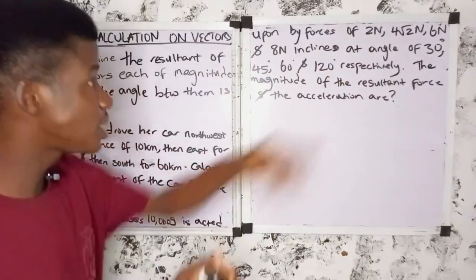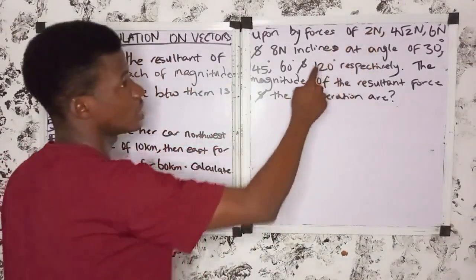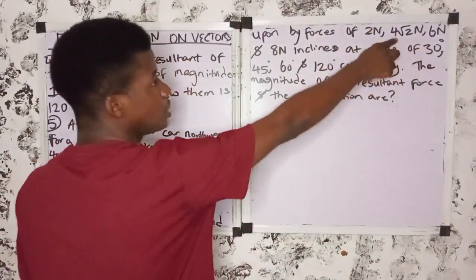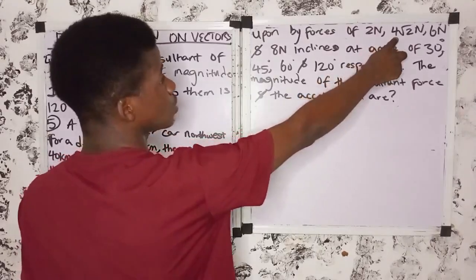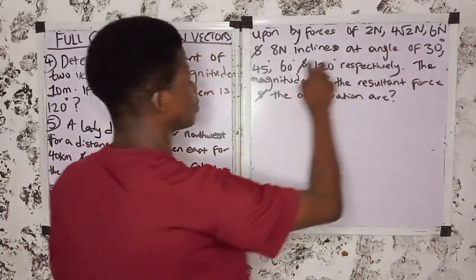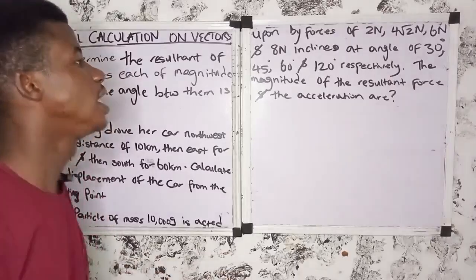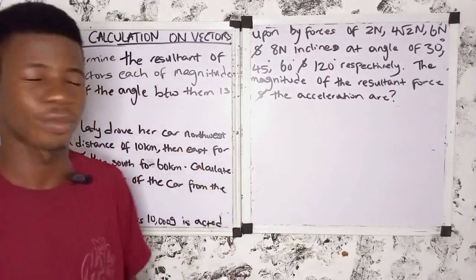This respectively means that this force is inclined at the very first angle, which is 30 degree. This other force, which is 4 root 2, is inclined at 45 degree. This 6 Newton is inclined at 60 degree, while this 8 Newton is inclined at 120 degree. Now, what are they telling us to look for?